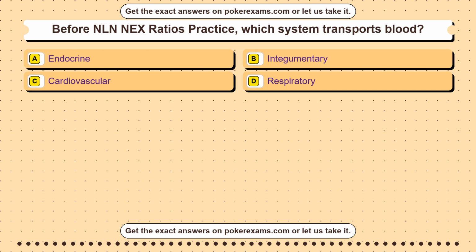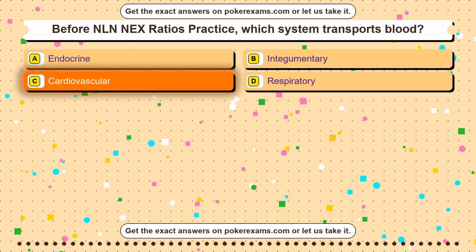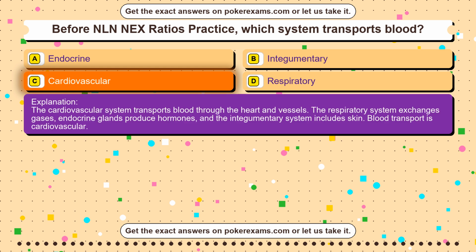Question 15. Before NLN NEX Ratios Practice, which system transports blood? Option A, endocrine. Option B, integumentary. Option C, cardiovascular. Option D, respiratory. The correct answer is option C, cardiovascular. The cardiovascular system transports blood through the heart and vessels. The respiratory system exchanges gases, endocrine glands produce hormones, and the integumentary system includes skin. Blood transport is cardiovascular.